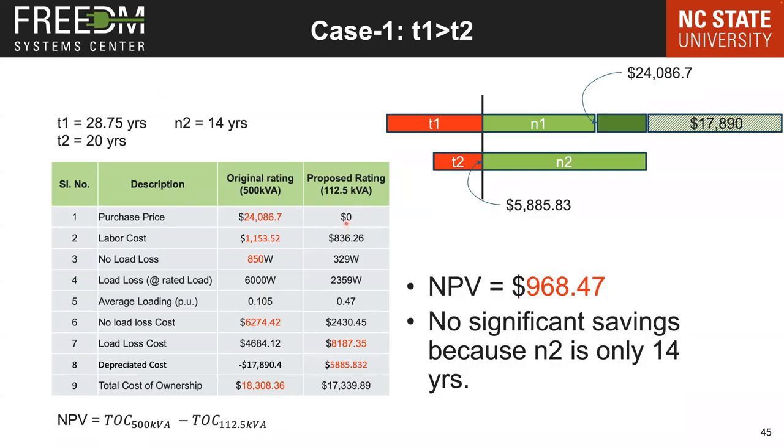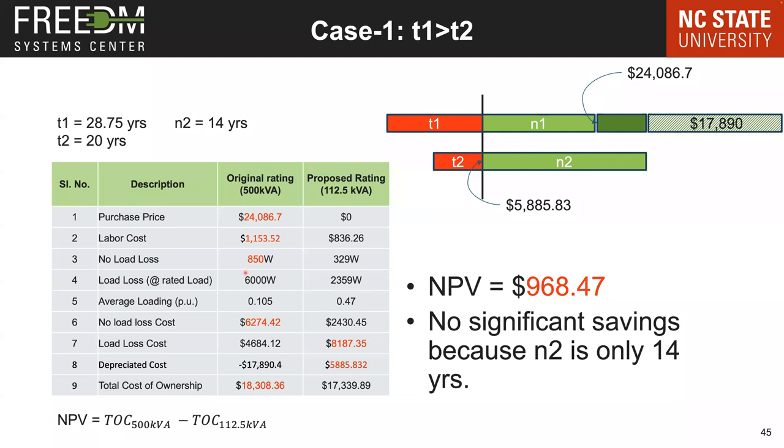There is a labor cost associated with installing this new transformer. These two values are because you install this again at the end of N1 for this 500 kVA transformer. You can see the no load losses are higher for 500 kVA. So eventually the no load cost is higher, but the loading is higher for 112.5 kVA. So your cost of load losses is higher here.